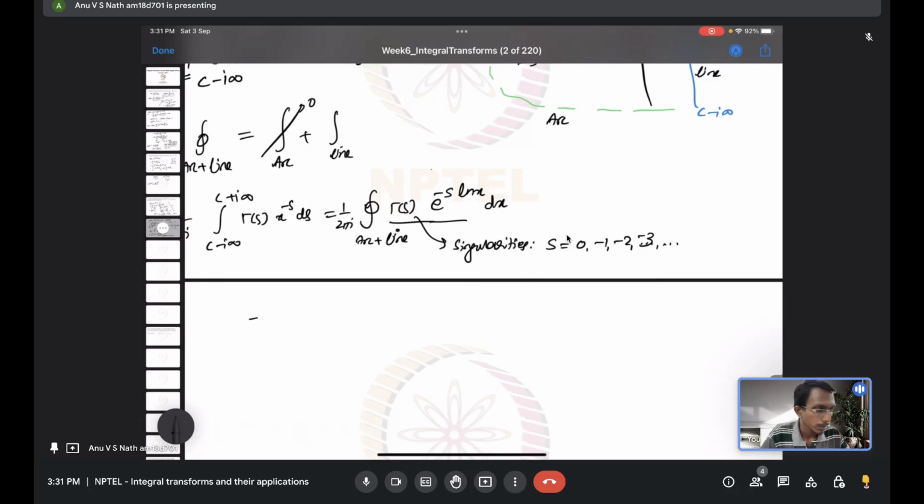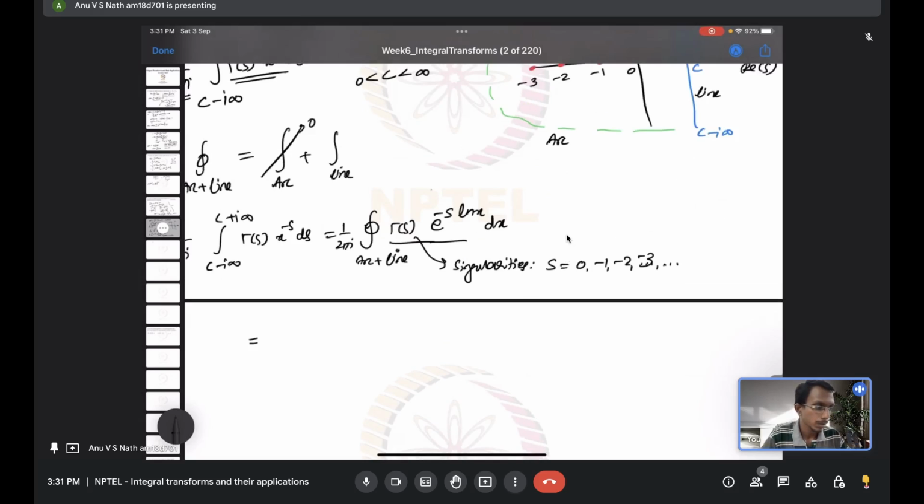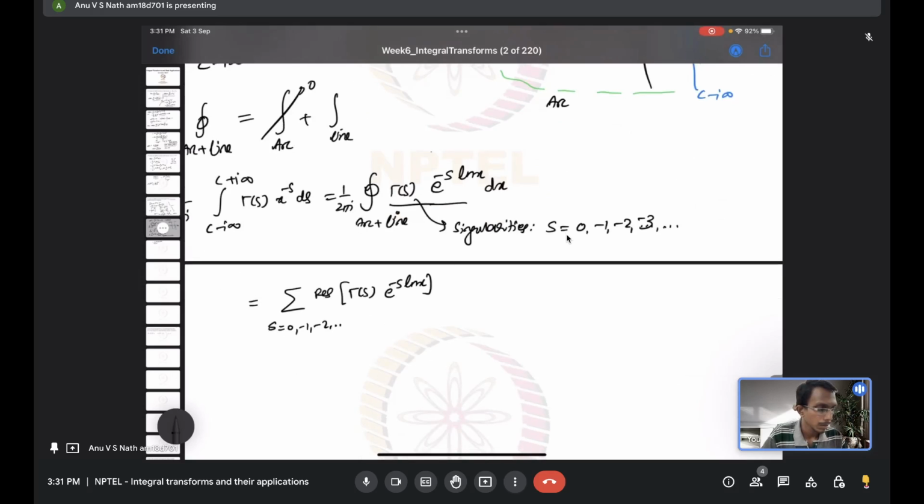So what we will do is use the residue theorem, because there are no other singularities, only the singularities at these particular locations. We can write it as the residues of the function gamma of s times exponential of minus s ln x at s equal to 0, minus 1, minus 2, and so on. If you check, these are all actually simple poles.